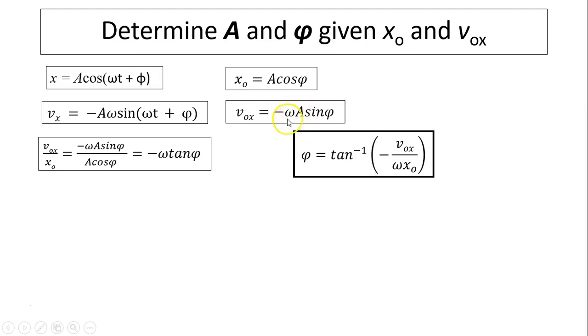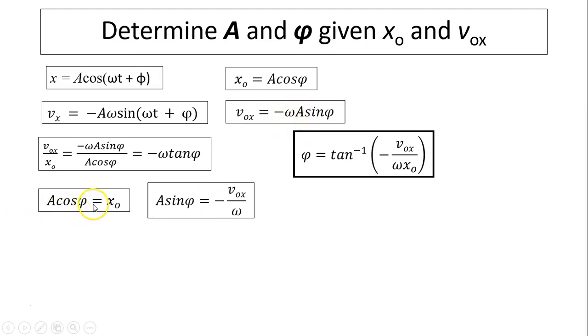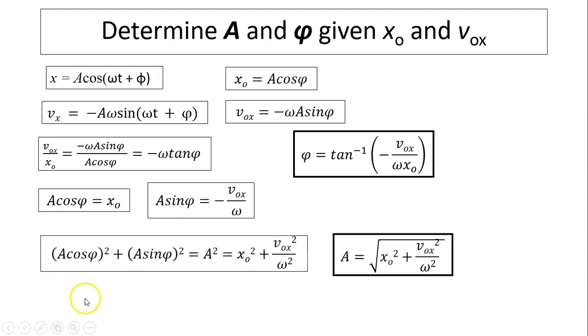Next, we can find A. We have A cosine phi equals x naught, that's what's given. From the second equation, we can find A times sine phi, which equals v naught x divided by negative omega. So we can use A cosine phi squared plus A sine phi squared, which gives us A squared, which equals x naught squared plus this negative term squared. Negative squared is the same thing as positive squared. So A equals the square root of x naught squared plus v naught x squared divided by omega squared.